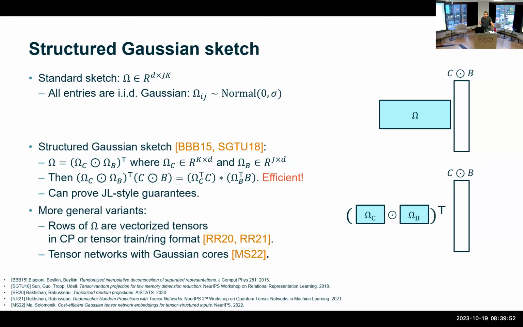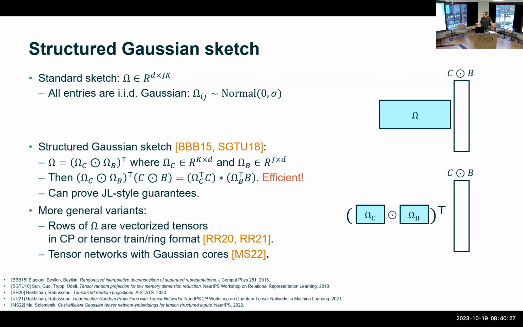So if you know your Khatri-Rao products, you know this expression here. If this here is our sketching matrix, and this is the thing we apply it to, there's a nice and simple formula, which means that we can compute this by simply applying omega C directly to C. We can apply omega B to B, and then this here is just a pointwise product. So now it's a lot more efficient than if we were to do this thing up here, right?